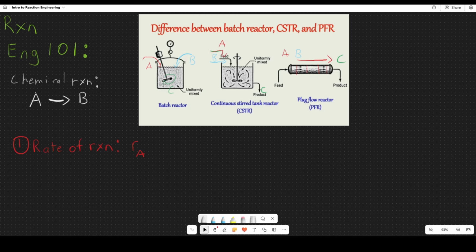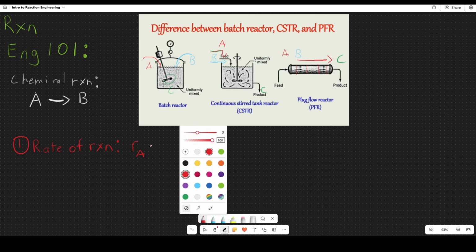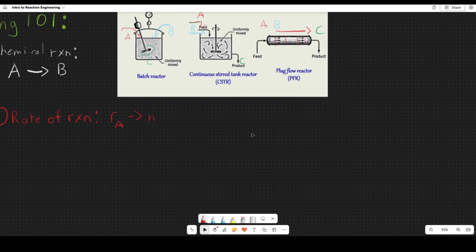So you can imagine that if we have a reactant over time, the concentration of the reactant is going to go down because of conservation of mass and we're making more products. We're making more of B, right? And so what that means is that r sub A is going to be a negative value, typically. So you'll see it written as minus r sub A.